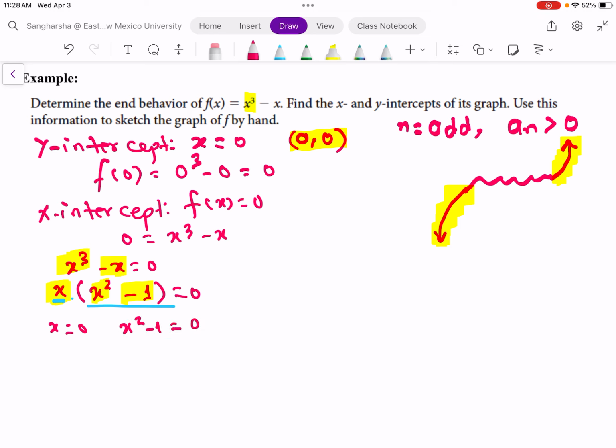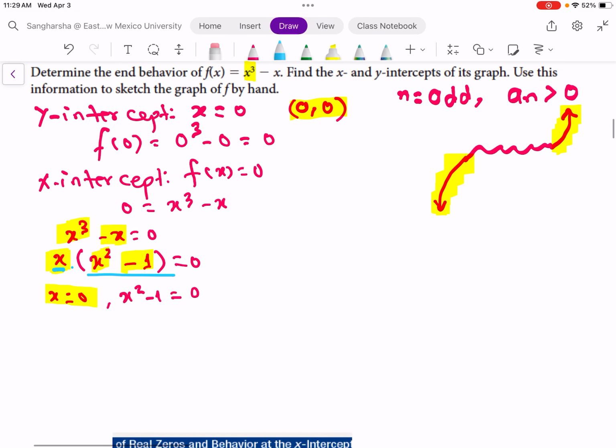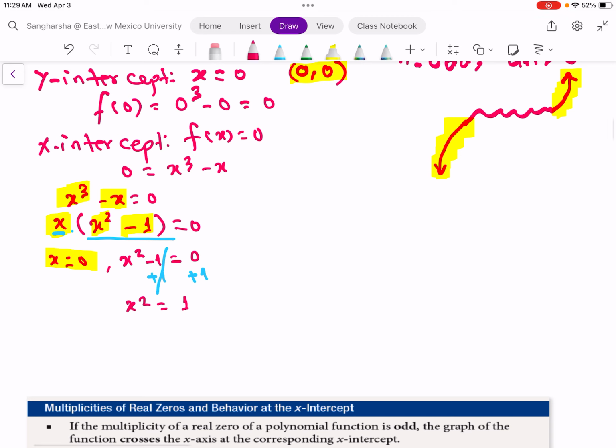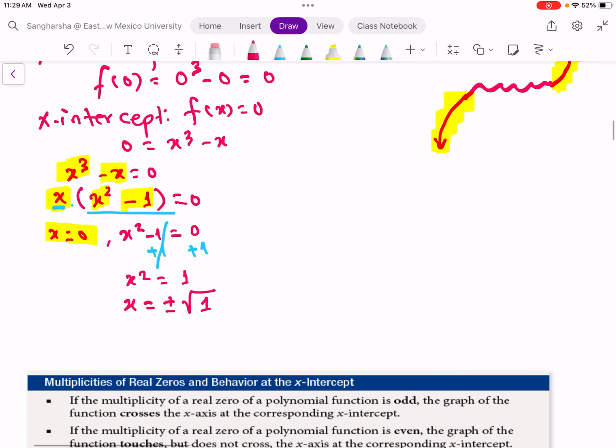So we already know one x-intercept is 0. Now for the second equation, we can solve this. We add 1 on both sides, so these two cancel, and we have x squared equals positive 1. In order to get rid of the square, we take plus or minus the square root of whatever we have on the right side, that is 1. The square root of 1 is 1. So x is 0, positive 1 and negative 1. So these three are the x-intercepts.